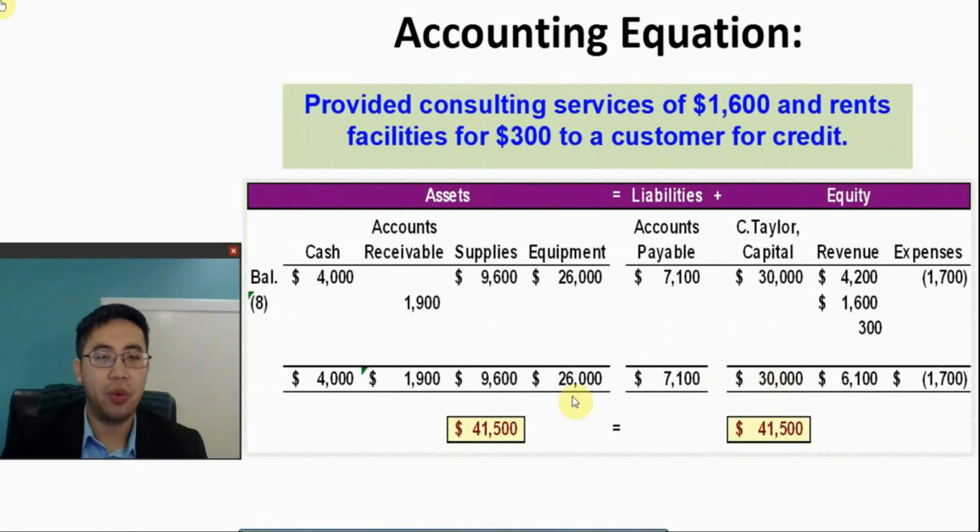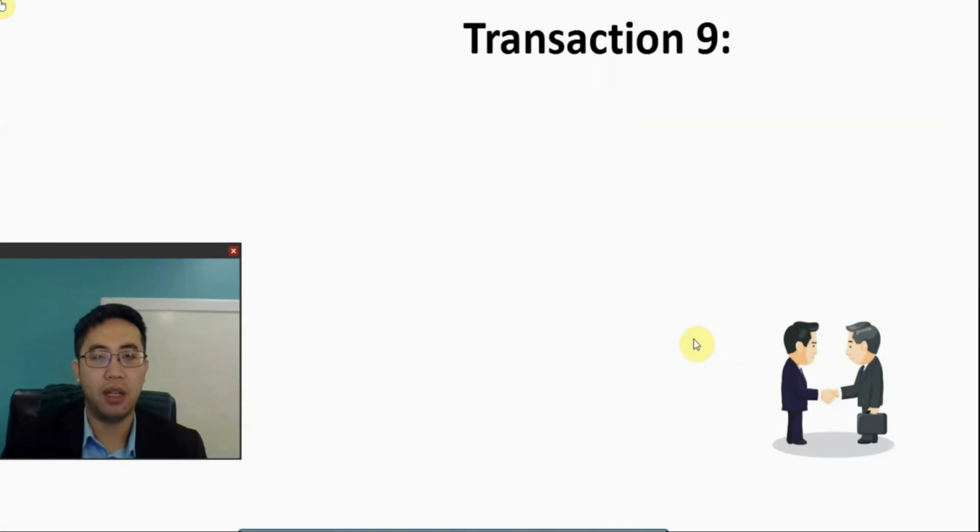If you look at the balance sheet, accounts receivable is here, 1,900, which is the sum of 1,600 and 300. So 1,900 receivable is part of your assets. It's just not in the form of cash yet. Then on the equity side, you make revenue here, 1,600 plus 300. Both sides increase by $1,900, and the equation still maintains the same balance on both sides.